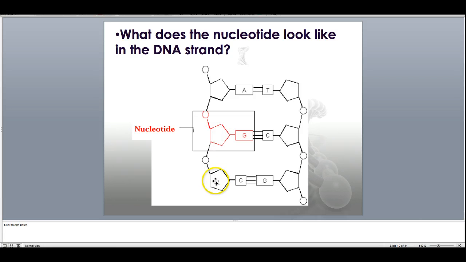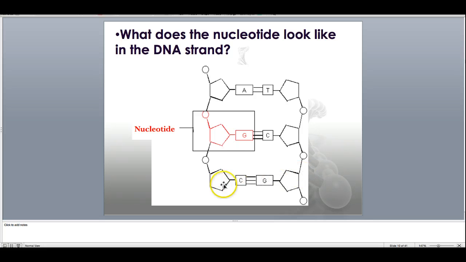We talked about this as a double helix or a ladder. Okay, so you can see the ladder. Here's the backbone, and here are the rungs of the ladder. The backbone is the phosphate and the sugar, and it goes all the way down, or that would be the sides of the ladder. Phosphate, sugar, phosphate, sugar, phosphate, sugar, and it alternates all the way down.